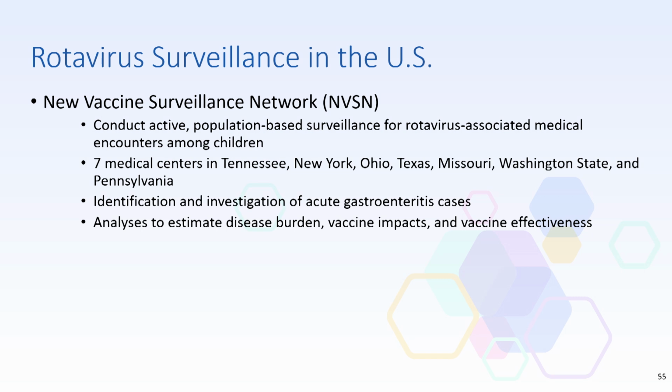Acute gastroenteritis cases are identified and additional epidemiological and clinical information is collected from parental interviews and medical chart reviews. Stool specimens are tested for rotavirus antigen at each surveillance site, and CDC laboratories confirm and type all positive specimens. Analyses are conducted to estimate disease burden, vaccine impacts, and to assess rotavirus vaccine effectiveness in field use.